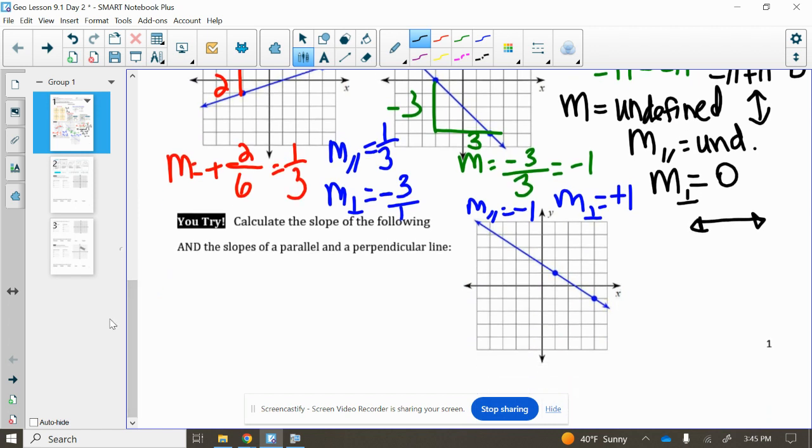All right, here is an example for you to try. You are going to first calculate what is the slope of this given line, and then what would be the slope of a line parallel as well as a line perpendicular.